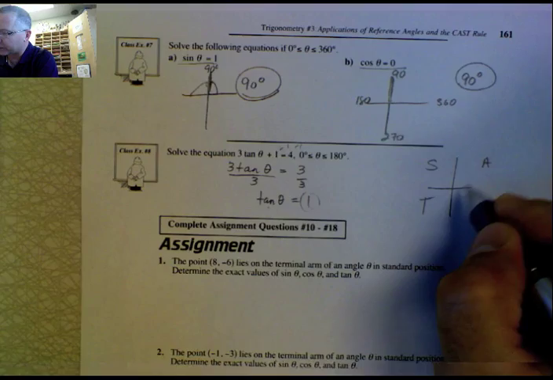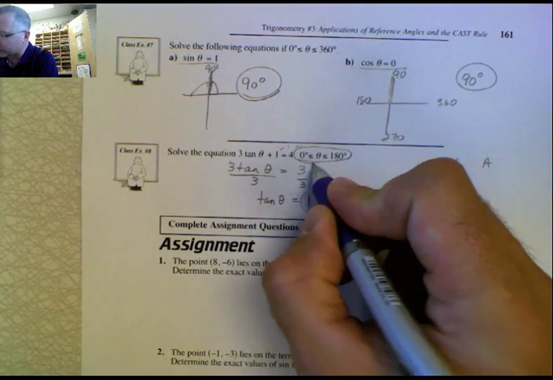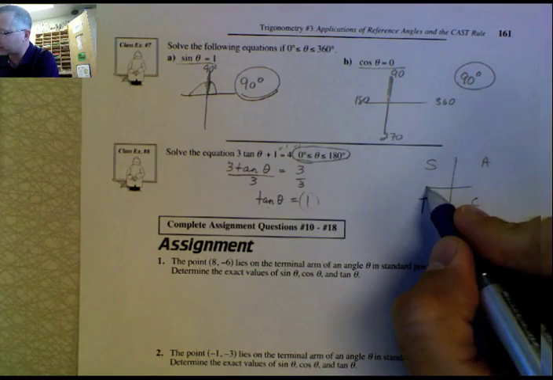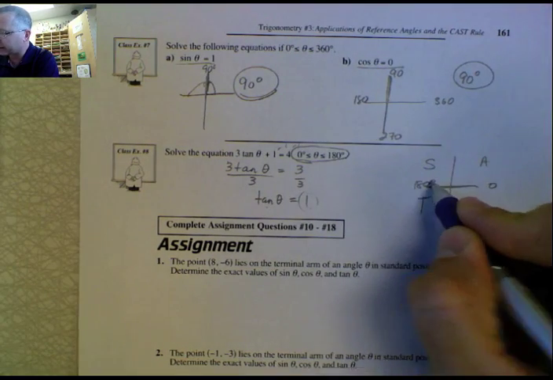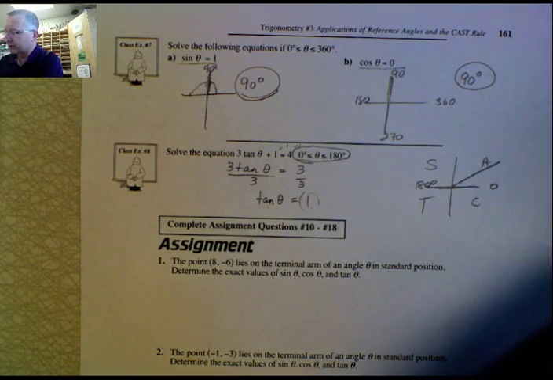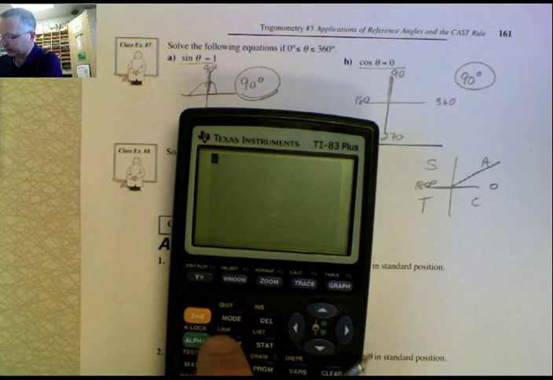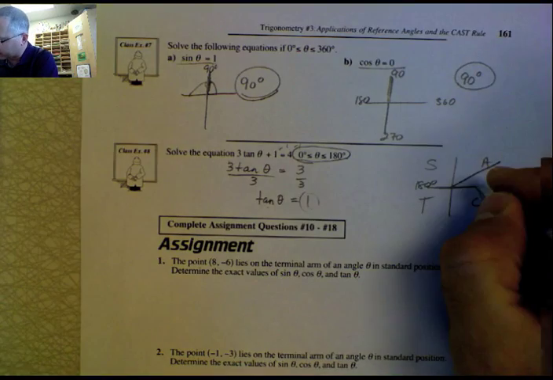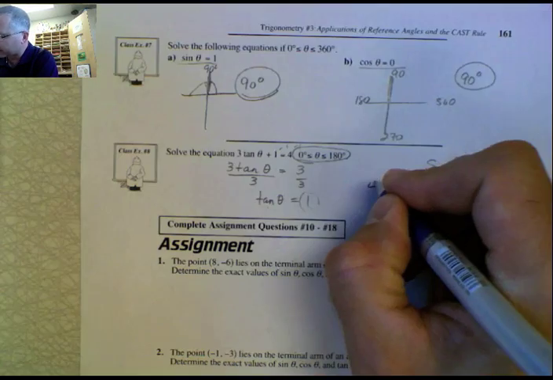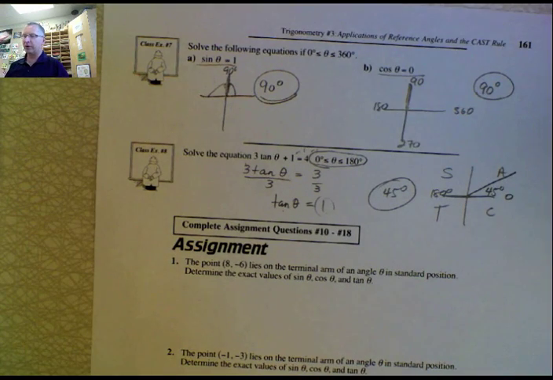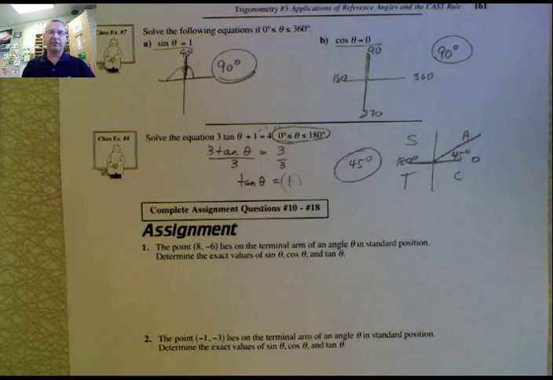So we're going to look at the cast rule. Tangent's positive in the first and the third quadrants, but this question says it only wants us to look at the first two quadrants, the solutions between 0 and 180 degrees. So we're only worried about the first quadrant. So we take out our calculator, we go inverse tan of 1, and we get 45 degrees. So that's our reference angle, and 45 happens to be our answer because it's the angle in quadrant 1. And there we go, solving some simple trig equations.